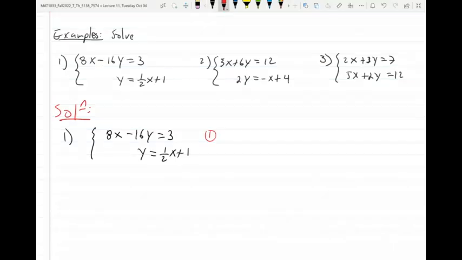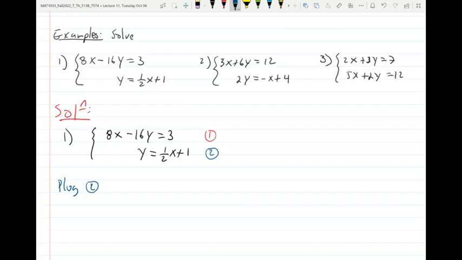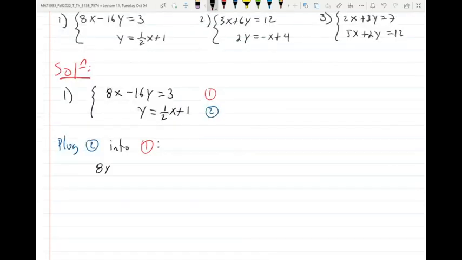I'm going to call this equation 1, and this one is equation number 2. So I'm going to plug equation number 2 into equation number 1. We obtain the following: ax minus 16, and now instead of y, I'm going to write what I have there, which is 1/2 x plus 1, equals 3. Do you understand this? We already know what y is equal to, so all we have to do is replace it in the first equation. Questions on this?